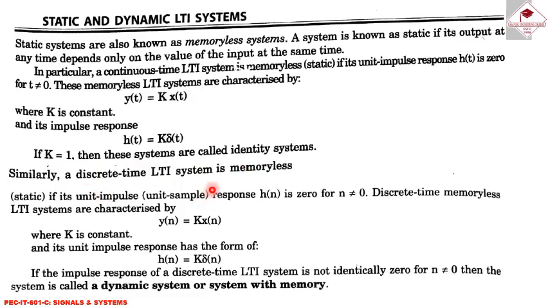Similarly, a discrete time LTI system is memoryless if its unit impulse response h[n] is 0 for n not equal to 0. The discrete time memoryless LTI system is characterized by y[n] equal to k times x[n], where k is a constant, and its unit impulse response has the form h[n] is equal to k times delta[n]. If the impulse response of a discrete time LTI system is not identity or 0 for n not equal to 0, then the system is called dynamic system or system with memory.